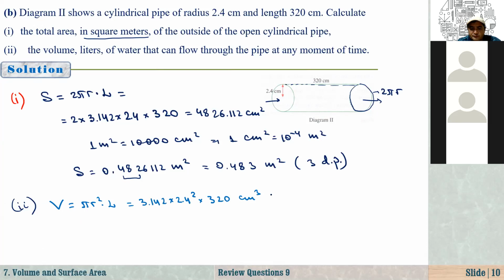That is cm cubed, which is equal to 3.142 times 2.4 squared times 320, which is equal to 5791.3344 cm cubed. Now we know that 1000 centimeters cubed is equal to 1 liter. To change this into liters, we have to divide it by 1000. Let me write the answer correct to 3 decimal places, 5.791. You can just drop this, that is in liters, 5.79.